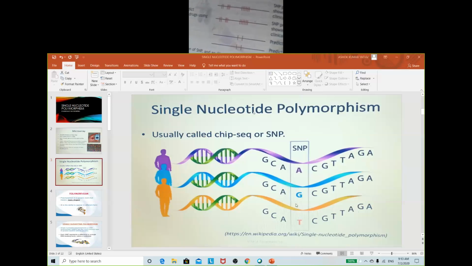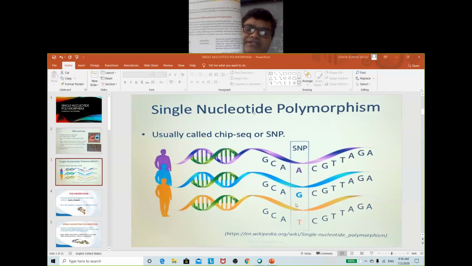So generally this vertical bar indicates the position of SNP. SNP means the difference of one nucleotide. What is the frequency in the genome of human beings? It will occur after 1000 base pairs. You can find the difference of one nucleotide between two or three individuals after 1000 base pairs. So just try to know the vertical bar in your CBSE textbook, that is the SNP map.